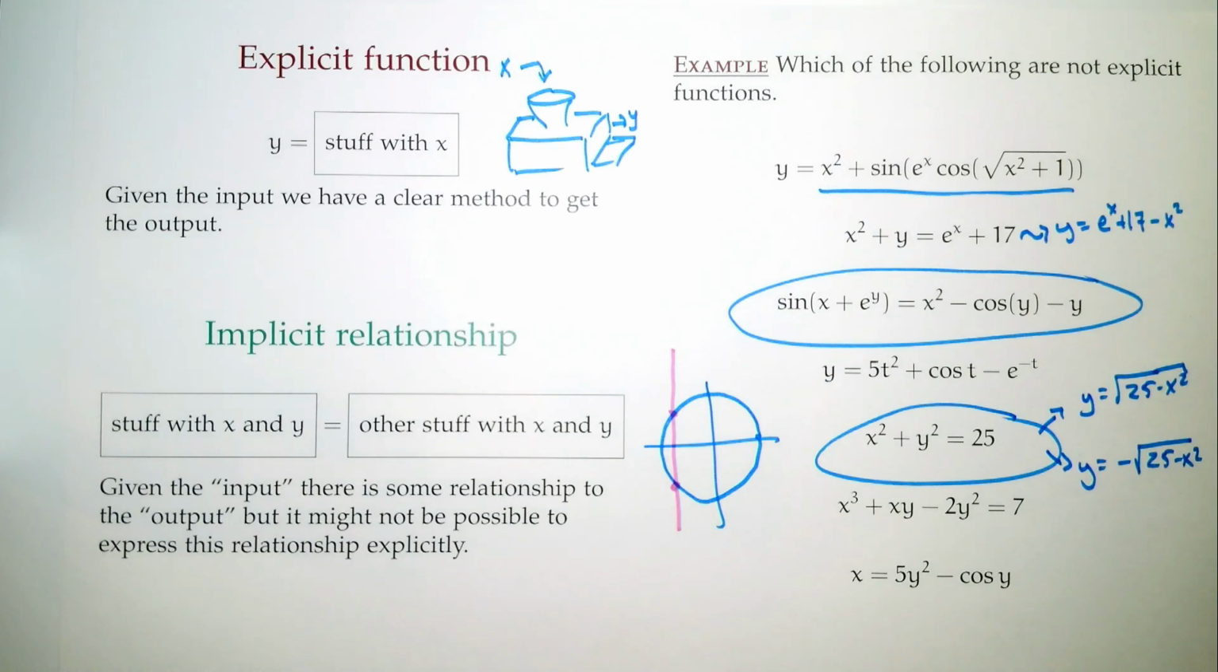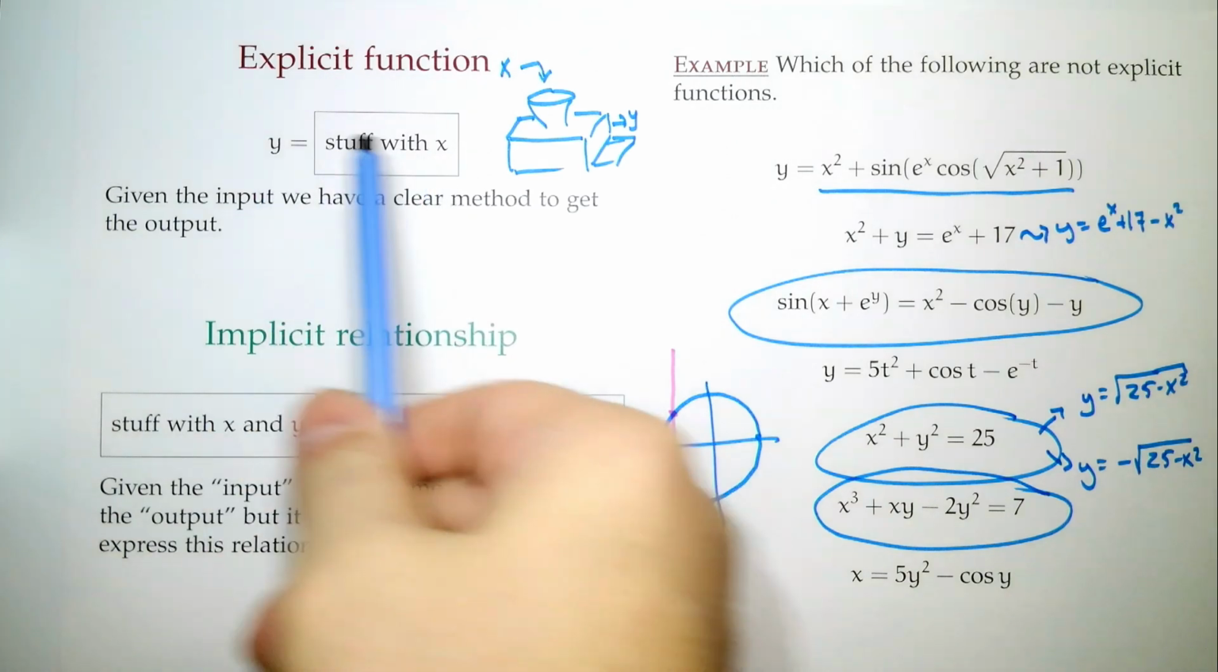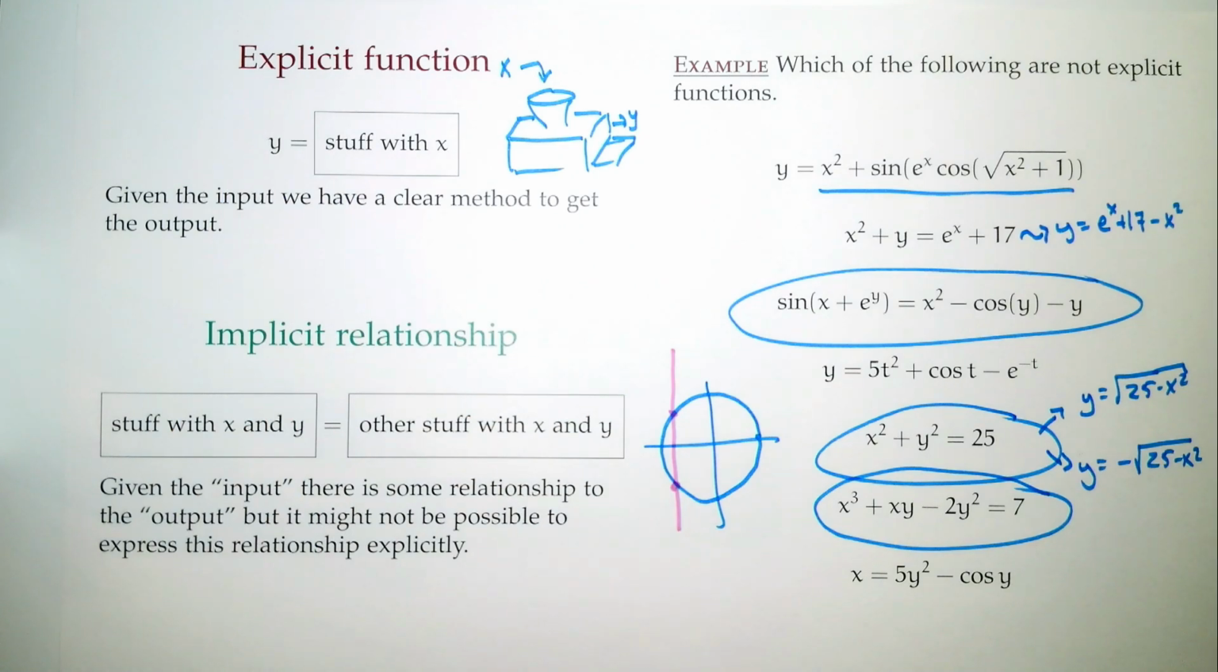x cubed plus xy minus 2y squared equals 7. Explicit or not explicit? This is not explicit. Can't solve for y. All right, how about the bottom one? x equals 5y squared minus cosine y. Explicit or not explicit? It's explicit in the following sense, in that we've solved for x in terms of the other variable. Again, names aren't important. We can change names around. So this is an explicit relationship for x in terms of y.